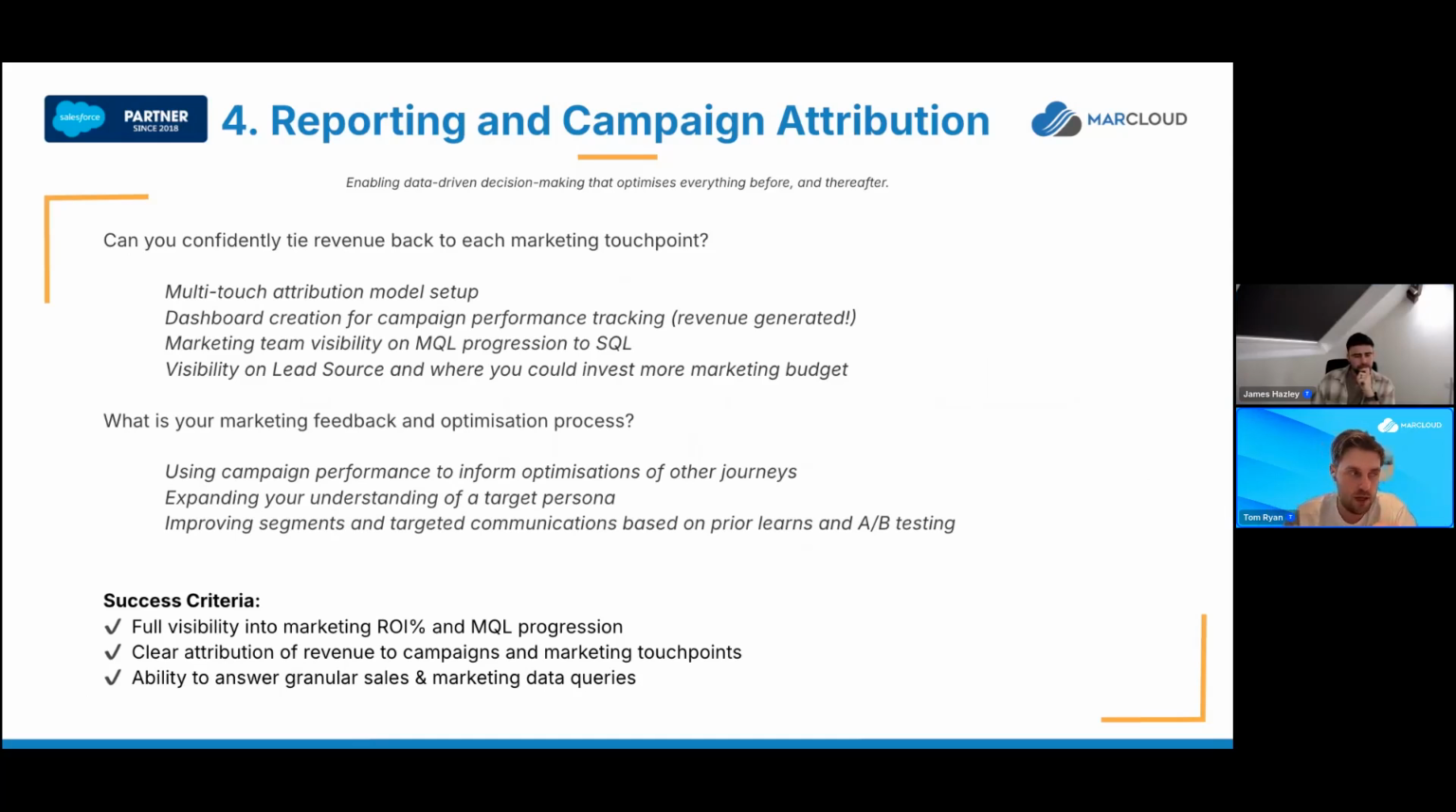And it could well be that we learn more about a particular persona. It could be as simple as, I don't know, finance professionals prefer more text-heavy emails as opposed to images. Little details like this that we can then go back to our campaigns and iterate and improve each time. And then we can improve on segments and targeted communications based on prior learnings and A/B testing. So we've got an idea, we've got a hypothesis, we're going to prove or disprove that with A/B testing.